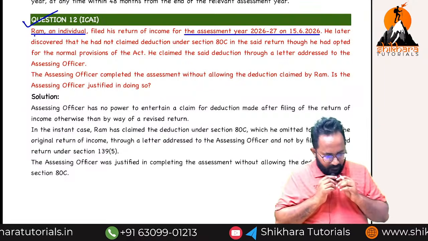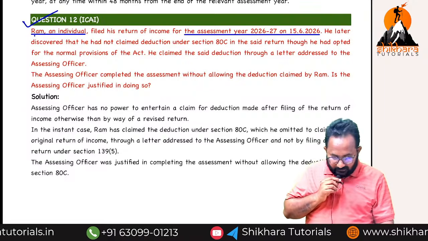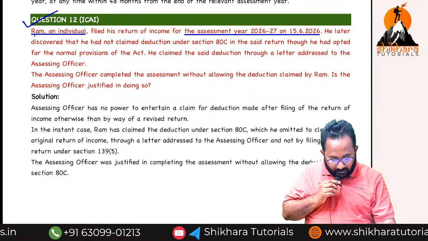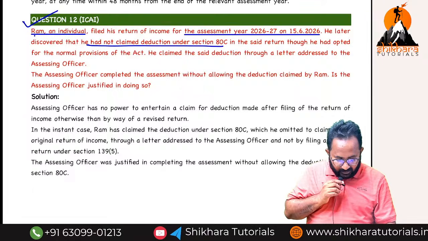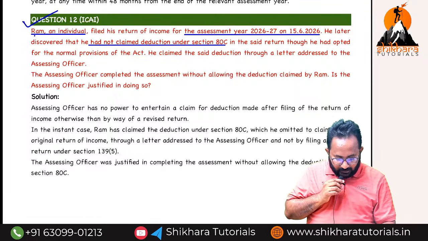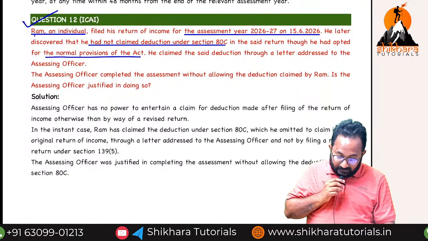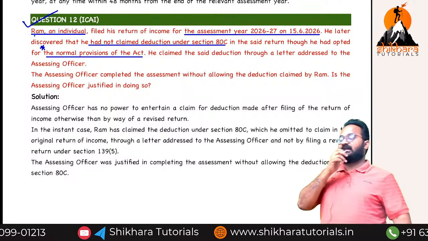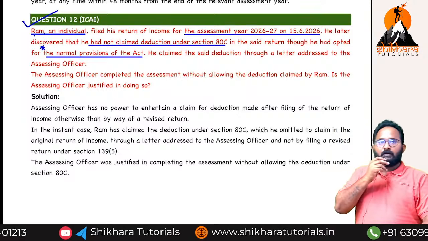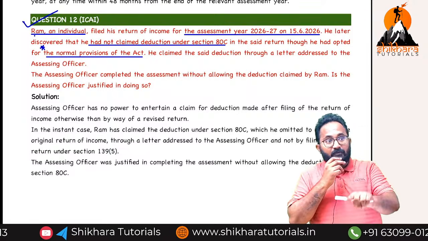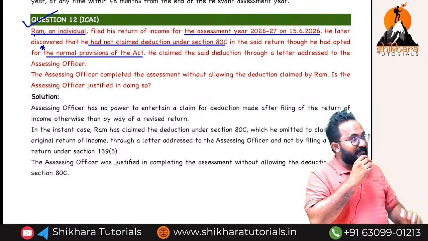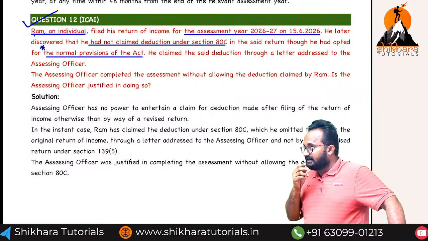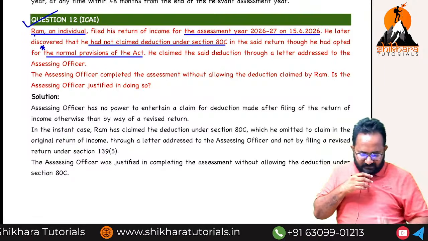That's okay. Later he discovered he had not claimed one deduction in ATC. So he forgot one deduction in that return. Now he opted for the normal provisions. So there is a logic. Why did they give here that the SSC opted for normal provisions? If he opted for normal provisions, then only you can claim ATC. If 115BAC is opted, ATC is not available. For that purpose they gave it.